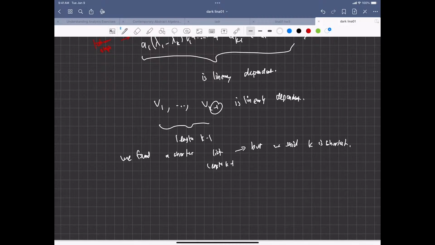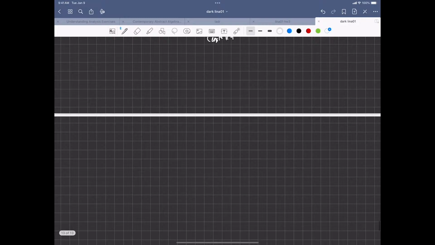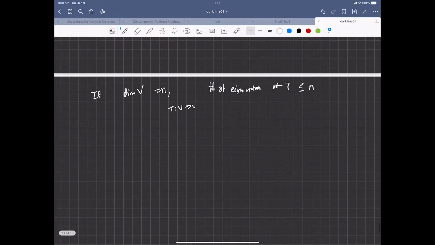From this result, which is somewhat important, what do we get here? We get that if dim V equals n, then T cannot have more than n eigenvectors. The number of eigenvectors of T, which is the operator, cannot be more than n. So it's at most n. Why is that true again? Because a linearly independent list has at most n vectors. So this is a simple corollary.